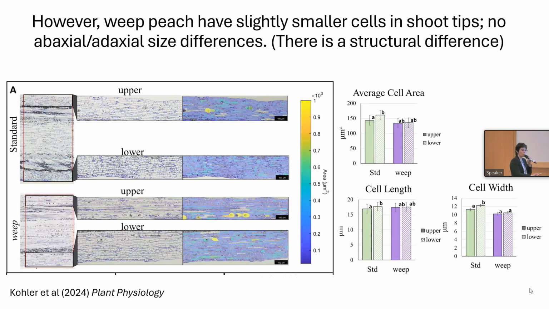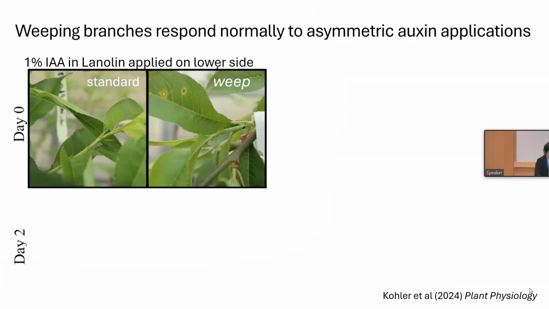So as you know, upward growth, think bending tropic responses, you know you're going to have longer cells on the bottom, shorter on the top. And that is what we saw in the standard, but we did not see any differences in the weeping. Okay, so they can sense gravity. There weren't huge anatomical differences, whereas weeping acting. So downstream, we have auxin movement. So we tested if these can respond to asymmetric auxin applications.